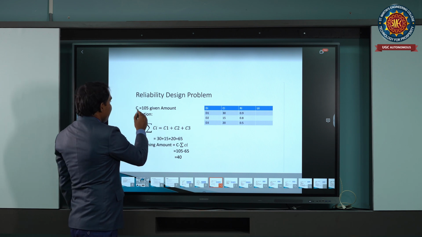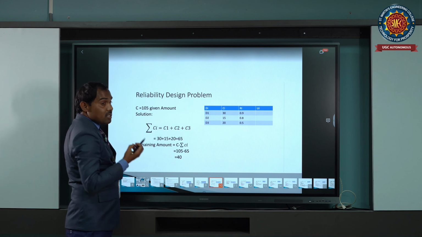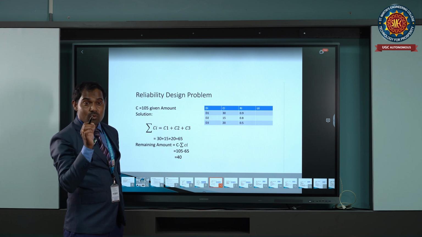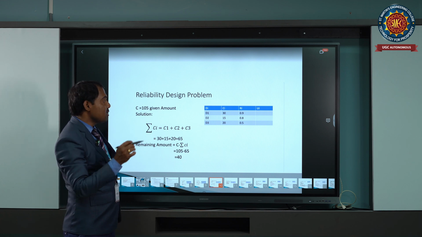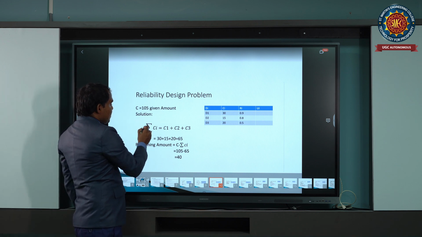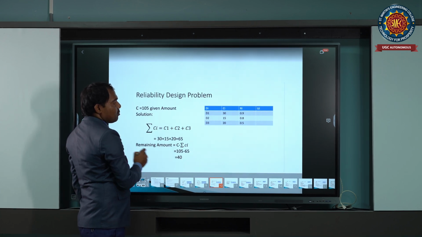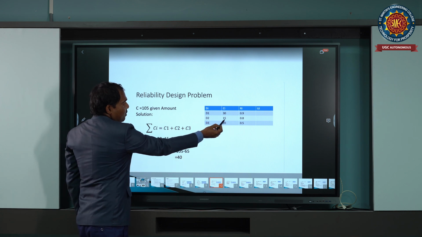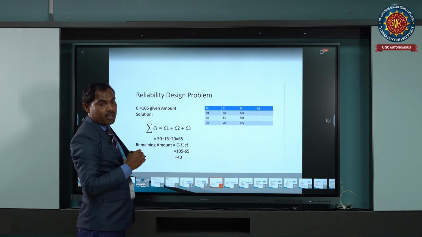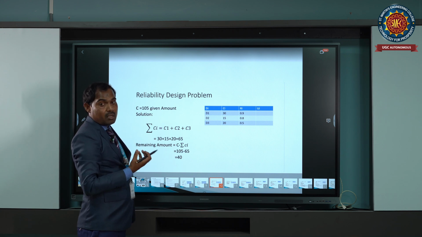So here you can see the total cost given is 105, and in this system all 3 devices are connected in parallel, meaning we have to use at least one of the devices, D1, D2, D3, all 3 connected. Then the summation of Ci equals C1 plus C2 plus C3, that is 30 plus 15 plus 20, so the total cost is 65. The system cost is 65, but I need to increase the reliability.